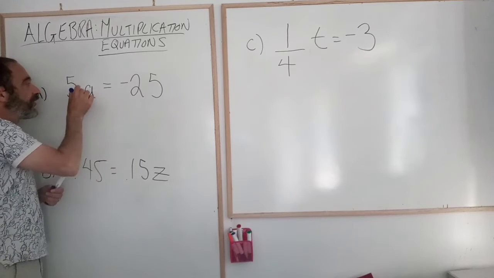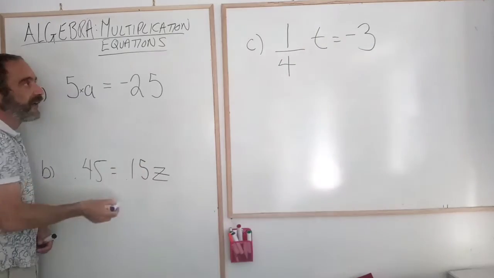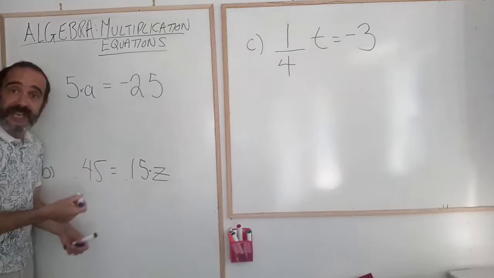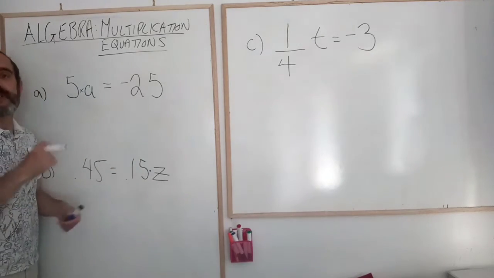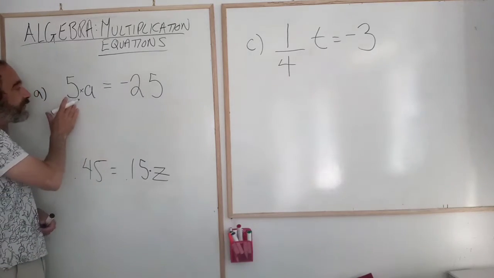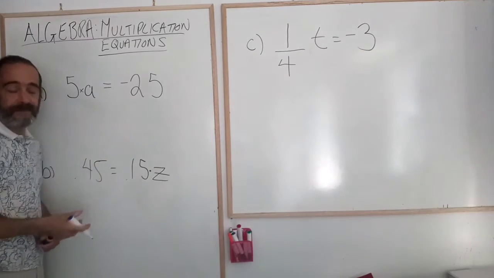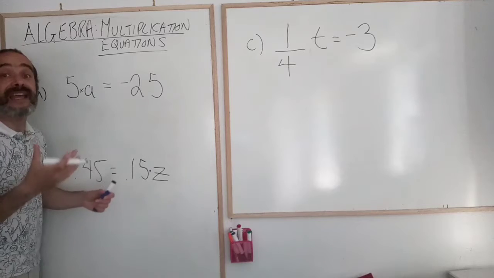Okay? Some books might have a little dot between the number and the letter, and that also would mean multiplication, right? So either nothing or a dot means multiplication. Okay, so in this case we had nothing, but this is still 5 times a equals negative 25. And we're looking to get a by itself, just like before. We're looking to isolate a.